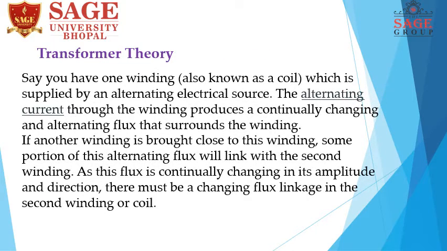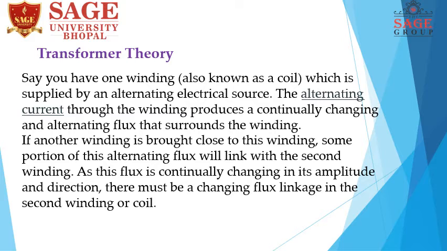The transformer theory basically works on the transformer internal diagram. First, current is supplied from the alternating electrical source, and the alternating current through a winding produces a continuously changing alternating flux surrounding the winding. If another winding is brought close to the winding, some portion of this alternating flux will be linked with the secondary winding, and this flux is continuously changing its amplitude and direction.